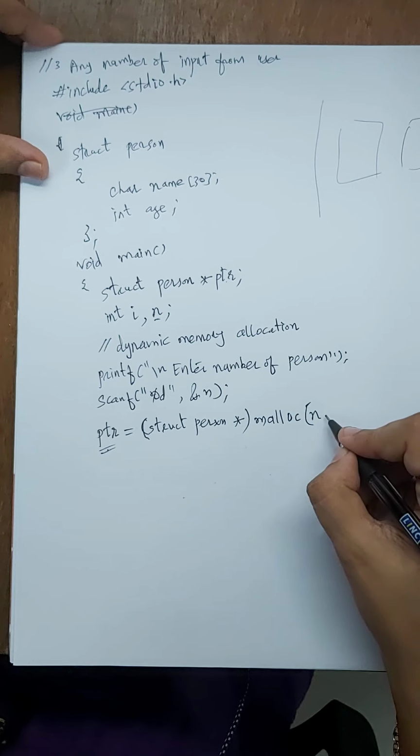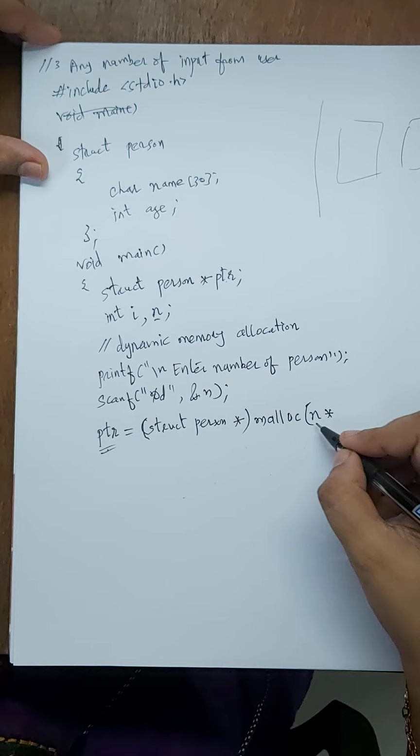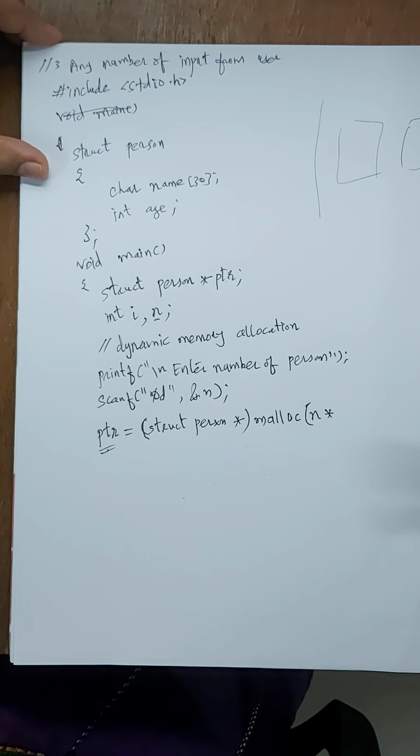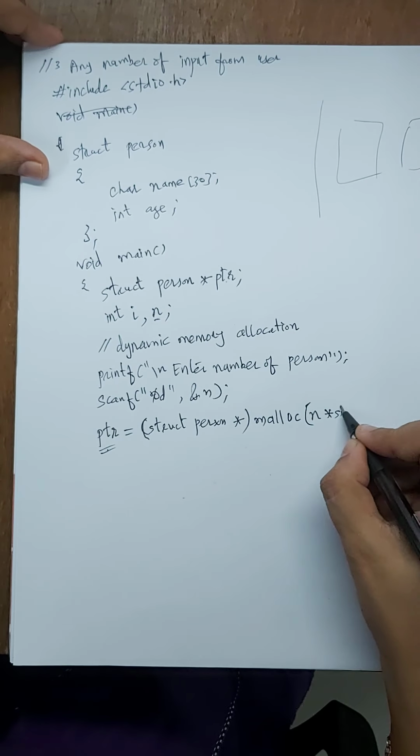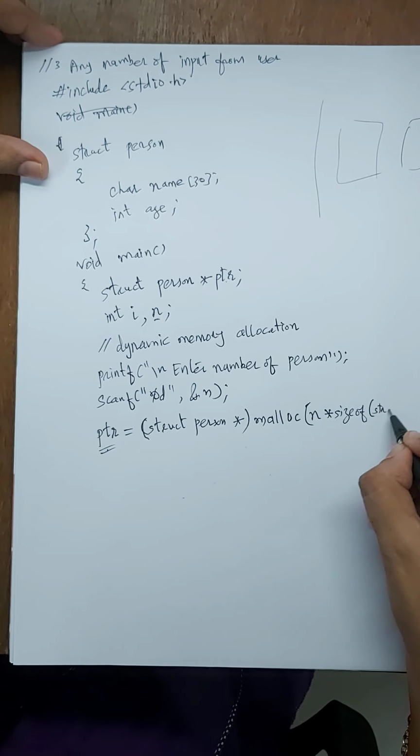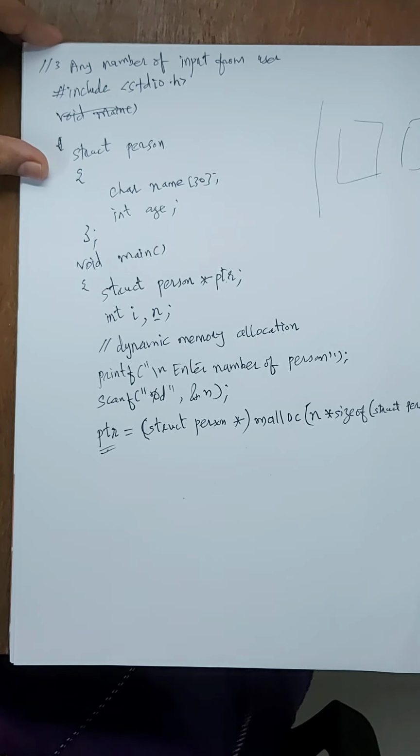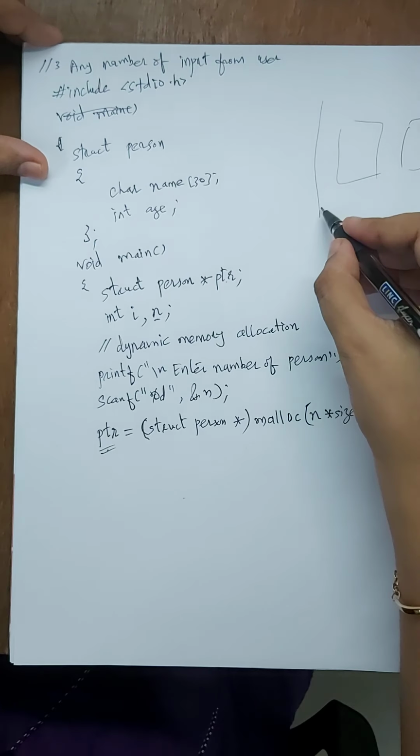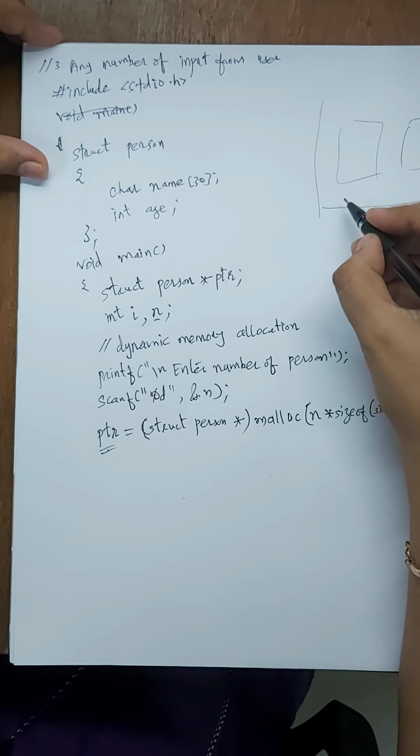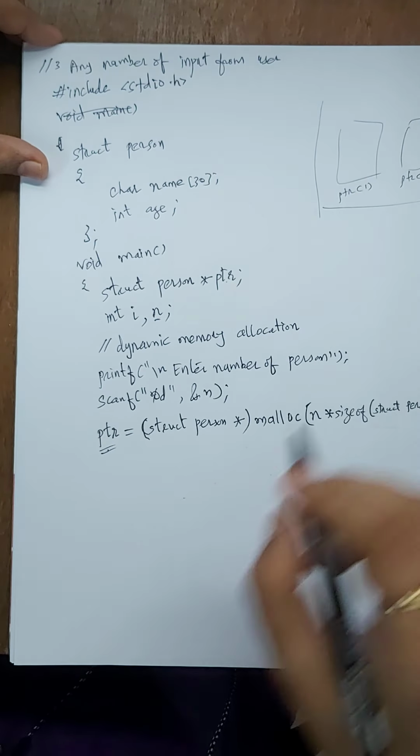Now the malloc function has only one parameter, that is n into. So if 10 structures are there, then 10 into the size of one structure. If 2, then 2 into the size of one structure. So n into sizeof, now our structure, so it is struct person, right, and close it. So this way we have allocated the memory. So here is the memory allocation. So this is pointer 1, then pointer 2, likewise.